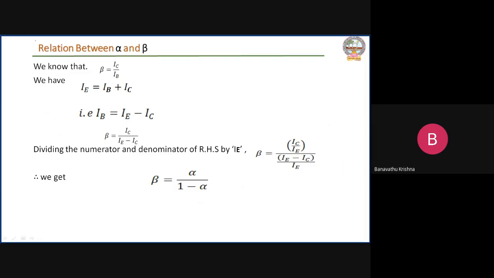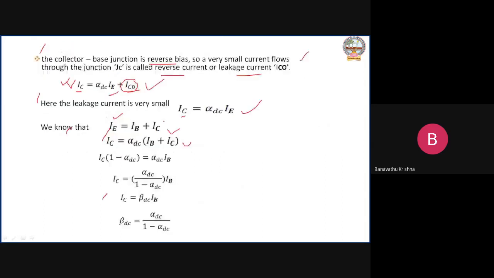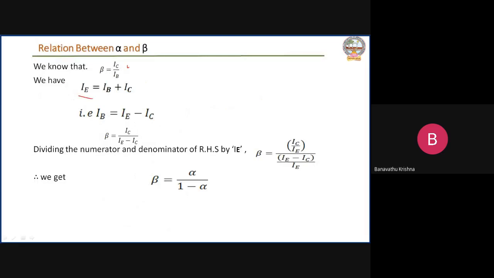Here we can discuss this. We know that beta equals IC by IB. We have the sum of the entering current equal to the sum of the leaving current, IE equals IB plus IC. So IB equals IE minus IC. Instead of IB, you can replace it with IE minus IC. So beta equals IC by IE minus IC. Dividing the numerator and denominator of the RHS by IE, beta equals IC by IE all divided by 1 minus IC by IE.